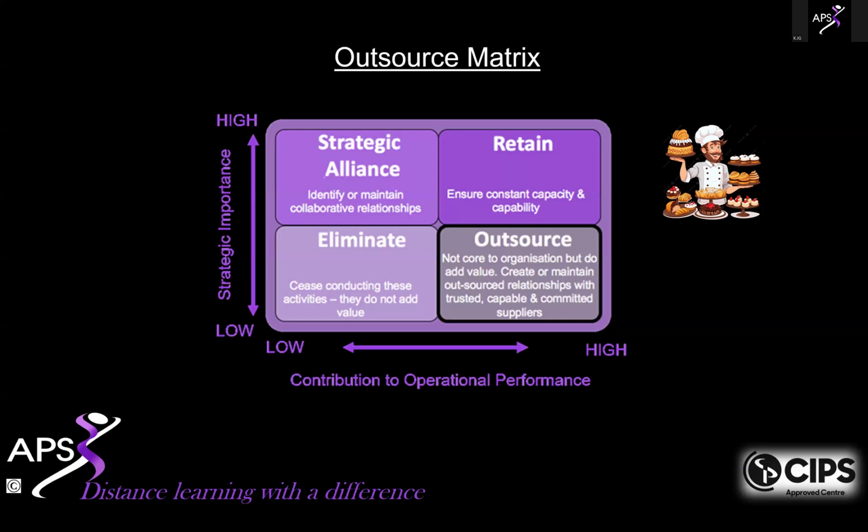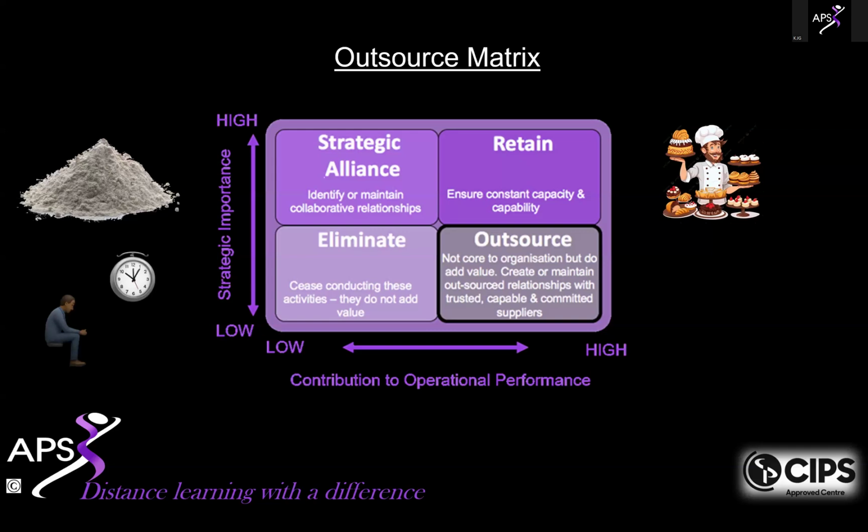If we look next at strategic alliance, these functions have a low level of operational performance, but a high level of strategic importance. So for these functions, we need to look to develop or maintain a collaborative style of relationship. This is likely to be, in this example, a supplier of the direct or raw materials going into the chocolate cake. So we would form a strategic alliance with the supplier of flour, sugar, eggs, for example.